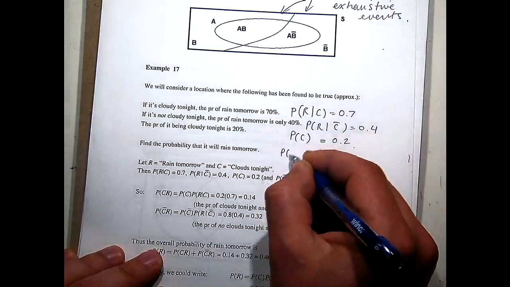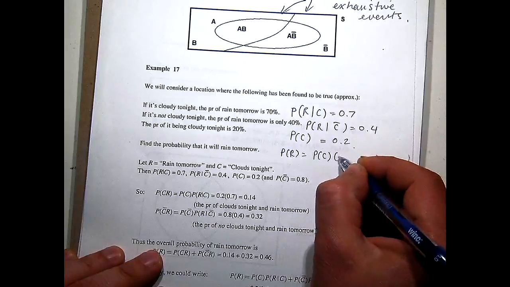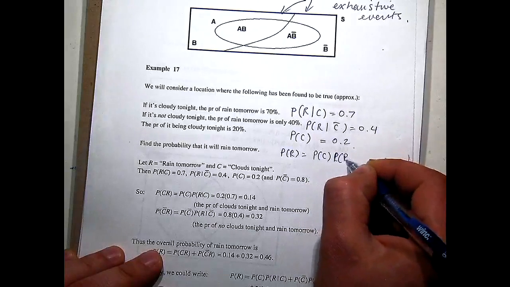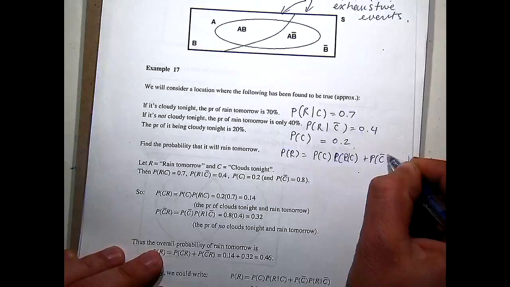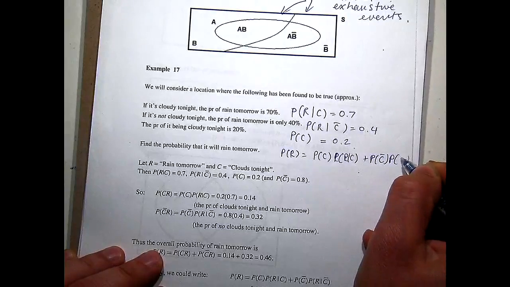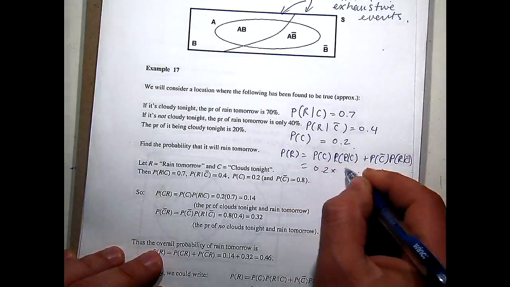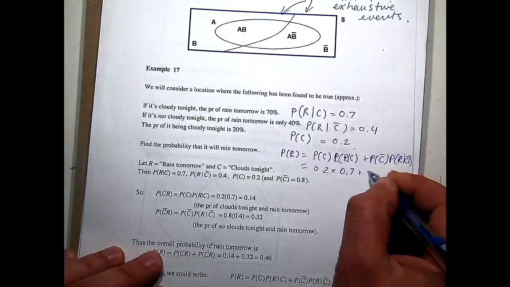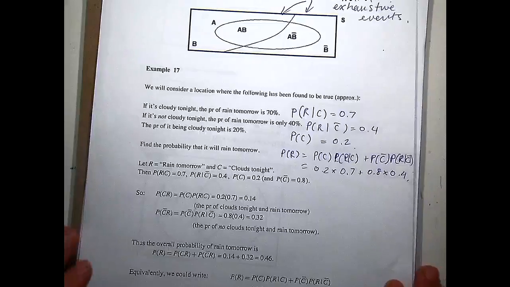So probability of rain, you just do cloudy, rain given cloudy, plus not cloudy. You just think of the two different ways it can happen, rain given not cloudy. Okay, so 0.2 times 0.7 plus 0.8 times 0.4. What's that? So, okay, 0.46.